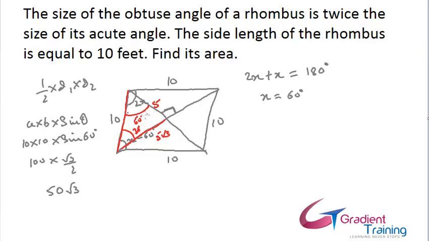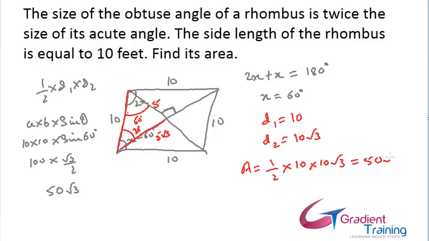And the value of this length will become 5 root 3. You can use trigonometric ratios in order to get these values. And therefore, the length of one diagonal becomes double of 5, that is 10. And the length of the other diagonal becomes double of 5 root 3, that is 10 root 3. And we can apply the formula for area, that is half into d1 into d2, or half into 10 into 10 root 3, and we would have got 50 root 3 only, which is the same as the value that we had got earlier as our answer.